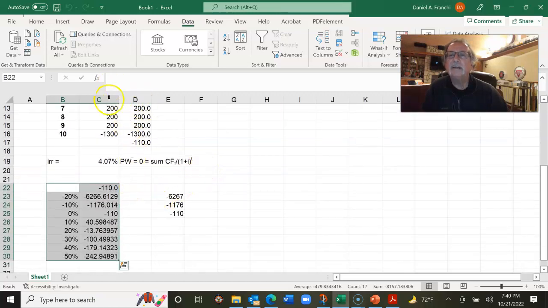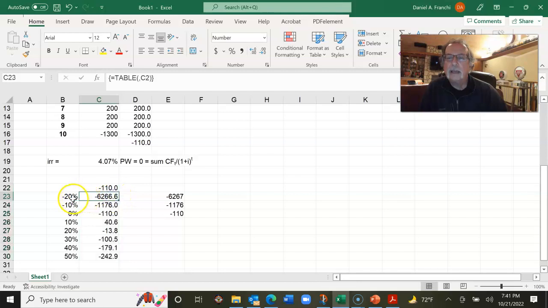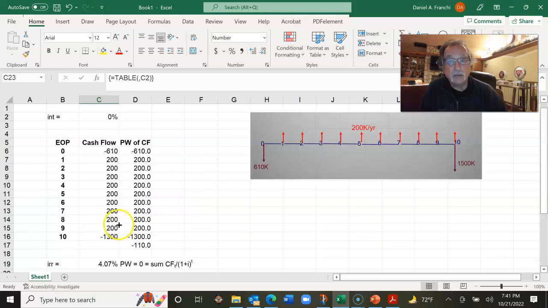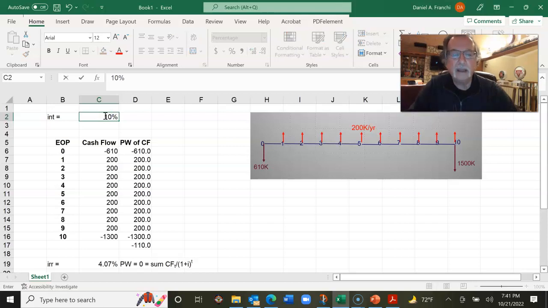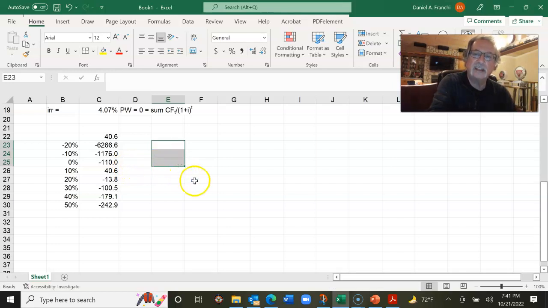I have populated this. We got this. This is the value at negative 20%. This is the value at negative 10%. This is the value at 10%. Remember when we popped 10% in there, we got a value of 40.6. So this is a shortcut to populate this table. I'm going to delete these. This was just to show you what they were, that this has actually calculated it properly.